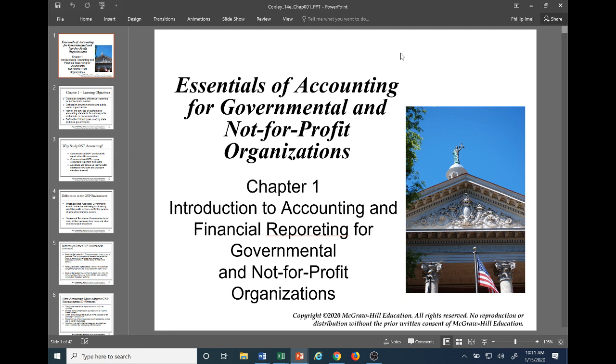Obviously, the main source of revenue is the ability to levy that tax, and then from some non-exchange transactions as well. We'll have some exchange transactions as well. We'll get into that. So there are some exchange transactions, but most of them are going to be from taxes and non-exchange transactions. When we get into exchange transactions, we think of water utility companies and power companies and stuff like that, sources that some governments might have a part in. So that's just a little bit of a difference between the two.